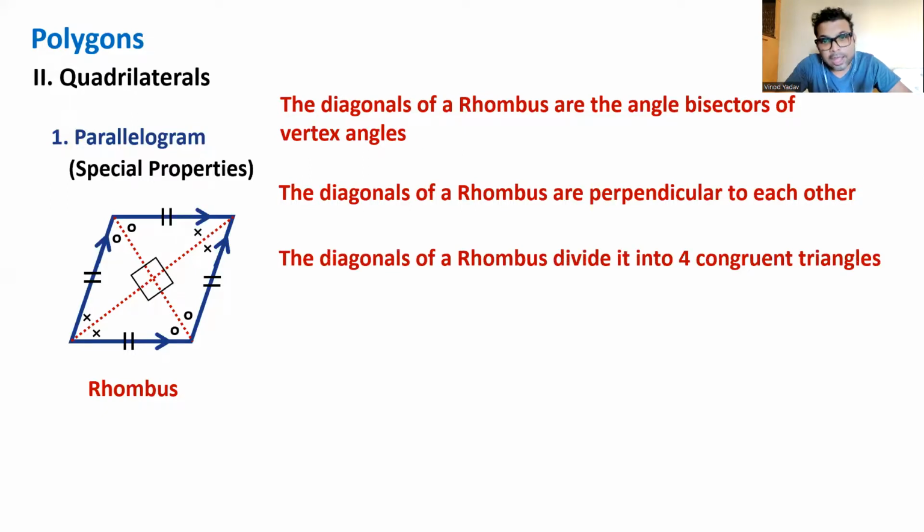And the diagonals of a rhombus divide it into four congruent triangles. It means both these triangles are congruent. Same way, these two triangles are also congruent. So all four triangles become congruent. If you know that also, then these two points will be taken care of, isn't it, friends? You can apply the properties of congruent triangles. All angles equal, all sides equal, like that.